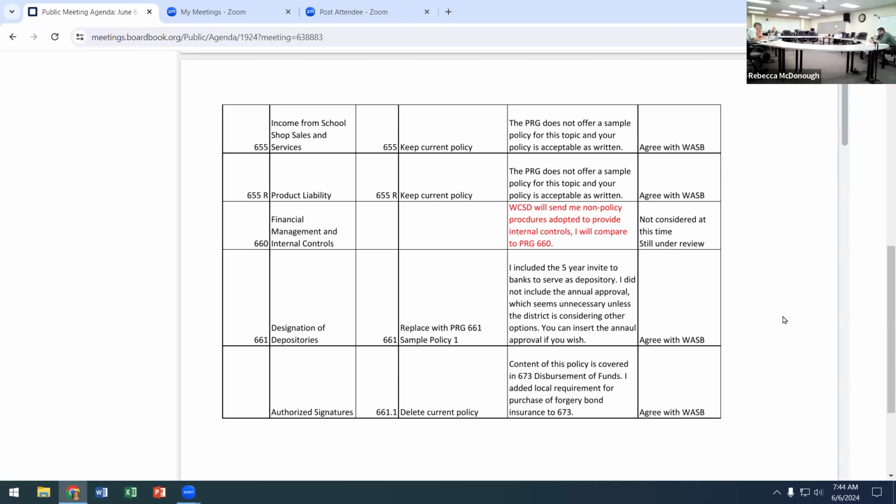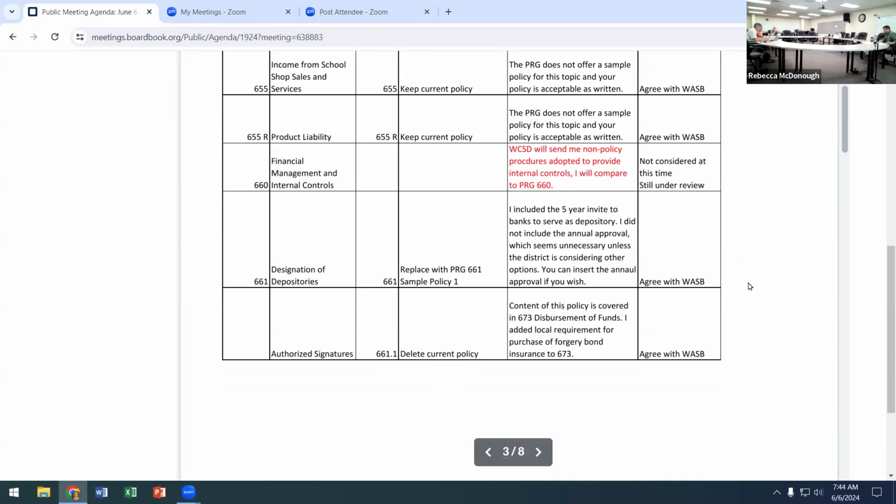655, income from school shop sales and services: our recommendation is to keep the current policy. The PRG does not have a recommendation. Product liability: again, we're recommending that we keep our current policy, the 655 rule.